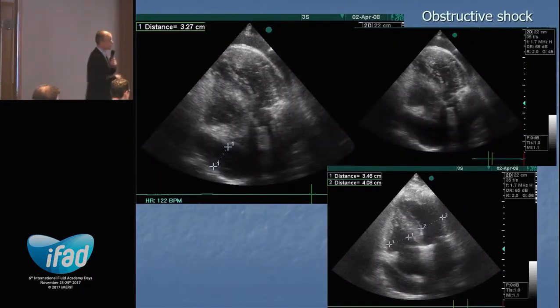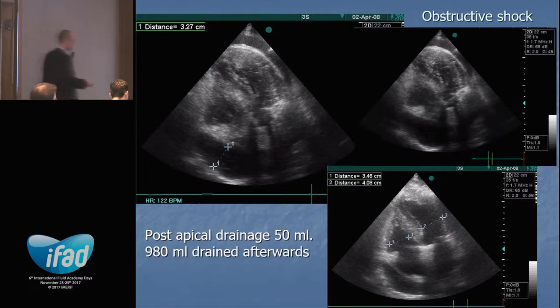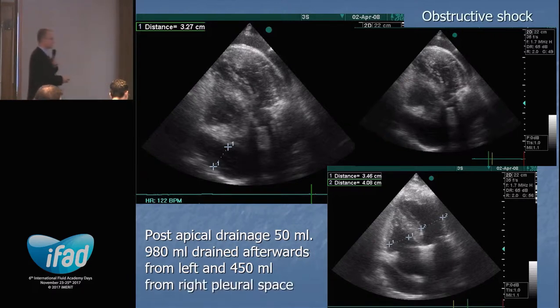Sometimes the differential diagnosis is not as easy. Unfortunately, this loop jammed. It's a patient after aortic bioprosthesis who presented in obstructive shock in the middle of the night, and you see compression of the right atrium, and there's fluid along the lateral wall and apex of the left ventricle. What we did, we drained some 50 mL from the apex, because the person who was there didn't mention that, actually. This is after the drainage of 50 mL through the apical window, and the problem was somewhere else. He had almost 1 liter in the left pleural and half a liter in the right pleural space.